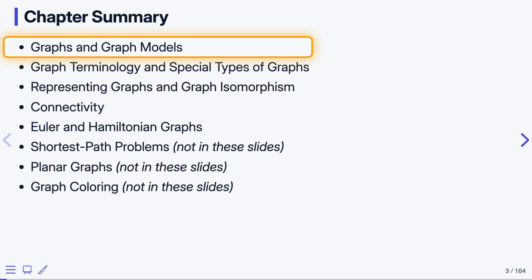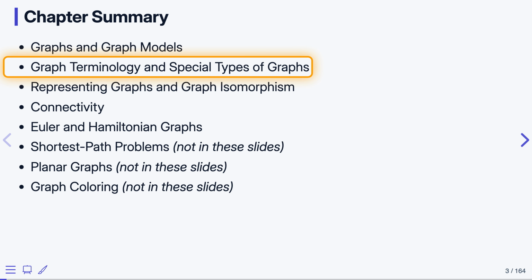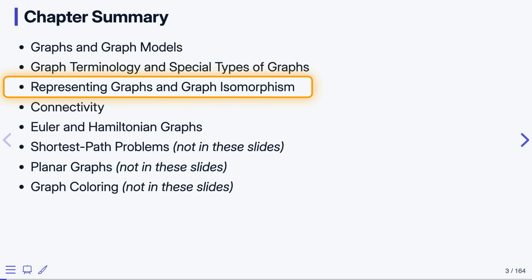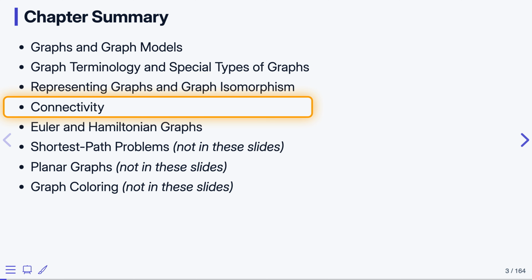This is the plan for the whole chapter. First, graphs and graph models. Then the words we use, and some special kinds of graphs. Next, how to store a graph in a computer, and how to check if 2 graphs are really the same. After that, connectivity. It asks whether we can travel between the dots.